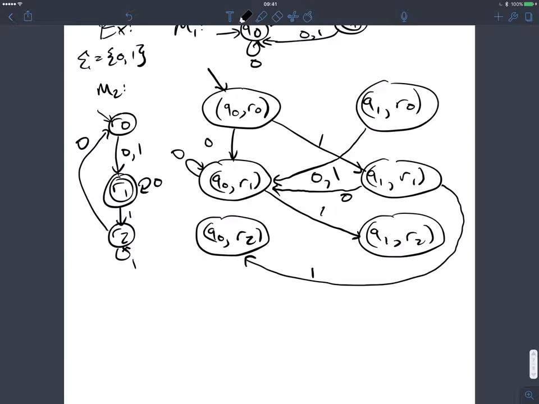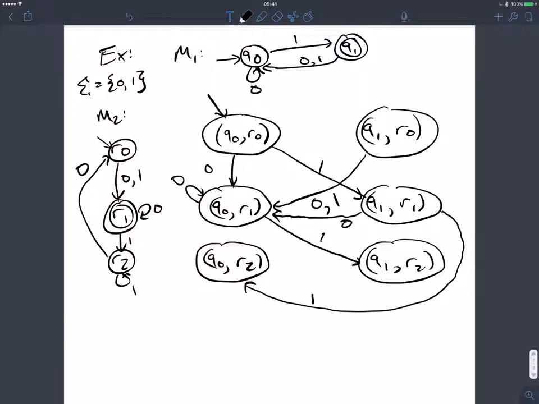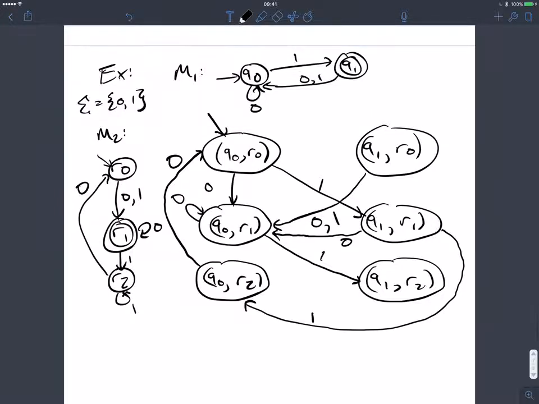Q0, R2. Where do I go on input 0? Always Q0. R2 on 0 goes where? R0. So I'm going to come all the way back to the start state. See why formality is better? All right, Q0, R2 on input 1. I'm going to go to Q1, and R2 on 1 goes where? It goes to R2. So I'm going to go to state Q1, R2.